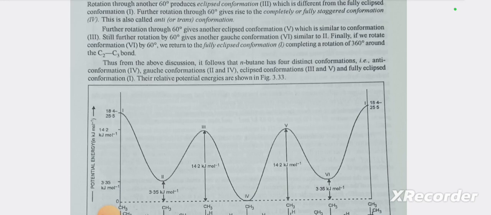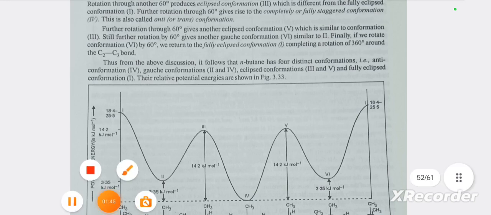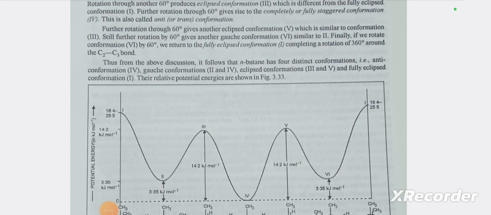Further rotation through 60 degrees gives another eclipsed conformation, fifth, which is similar to conformation third. Still further rotation by 60 degrees gives another gauche conformation, sixth, similar to second. Finally, if we rotate conformation sixth by 60 degrees, we return to the fully eclipsed conformation first, completing a rotation of 360 degrees around the carbon 2 and carbon 3 bond.